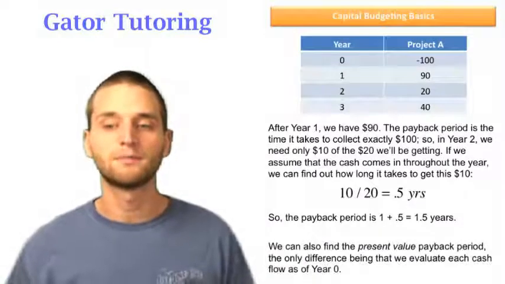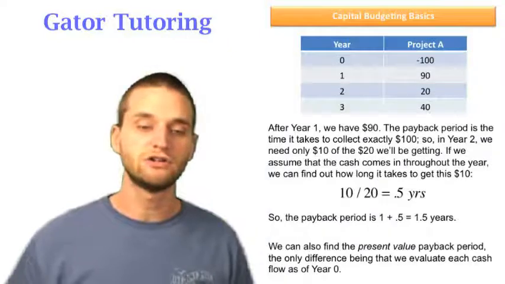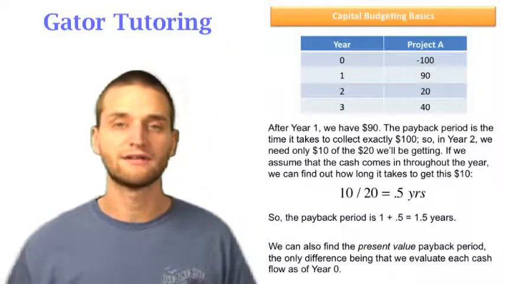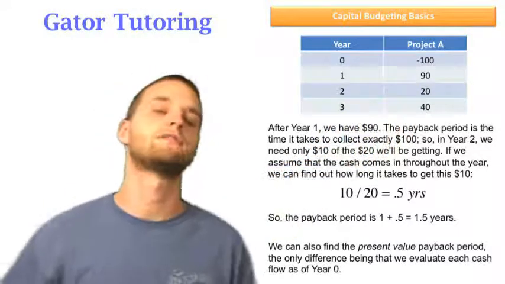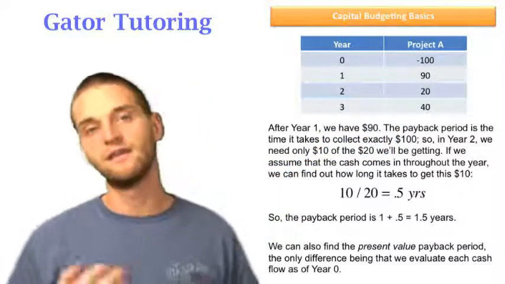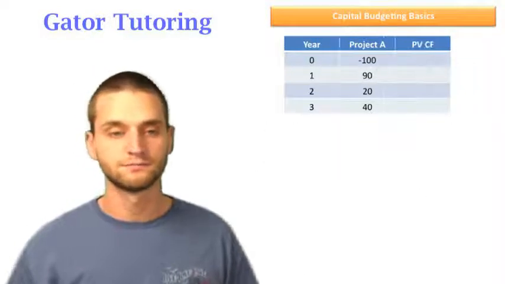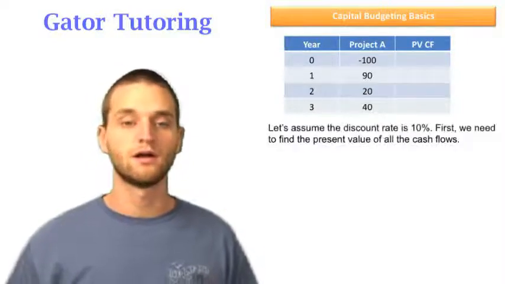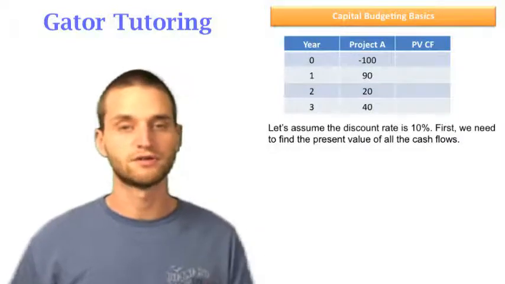We can also find the present value payback period, the only difference being that we evaluate each cash flow as of year 0. So the whole process is exactly the same, but instead of looking at this as a 90 and this as 20, we have to first compute their present value and then evaluate what the payback period is based on those present values. So let's find the present value of each cash flow. Well, if we assume the discount rate is 10%, first we need to find all of these present values.